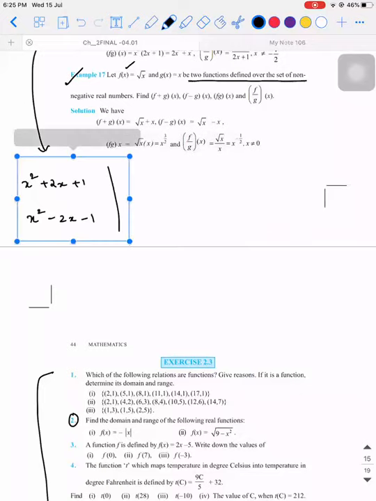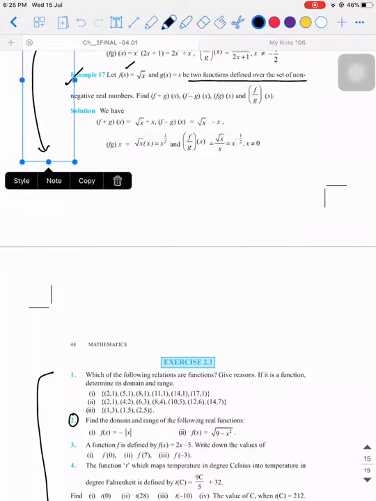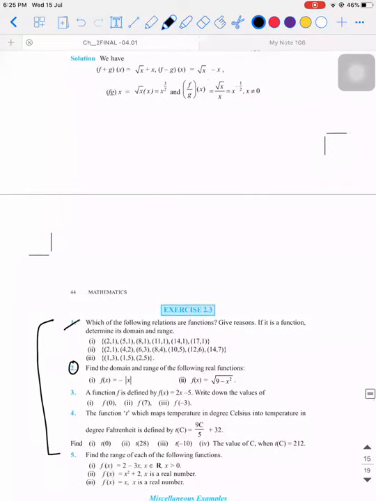Now, let's try to do some exercise problems. So the first question: which of the following relations are functions? Give reason if it is a function, and determine its domain and range. So the first one, is it a function? Yes, sir. Reason? Each domain has only one image, sir. You can be more specific. Each input is different. That's what you need to say. Right? Each input is different.